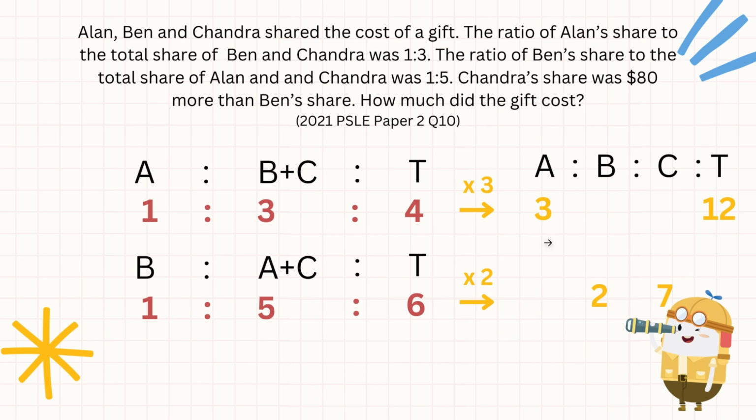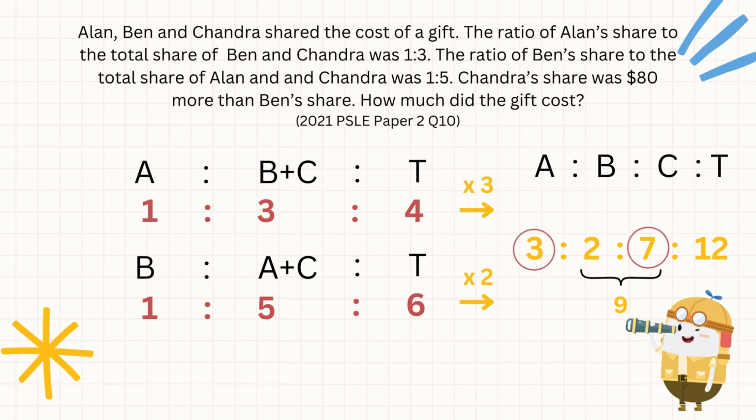And now remember, 3 times 3, you're supposed to get 9. We also know that Ben from the second ratio is going to give us a 2. Now, this value 2 is also the same as the 2 at the top. And now it makes sense. Ben and Chandra still has a combined total of 9, while Alan and Chandra has a combined value of 10. Would have made sense with the previous ratio we have gotten.